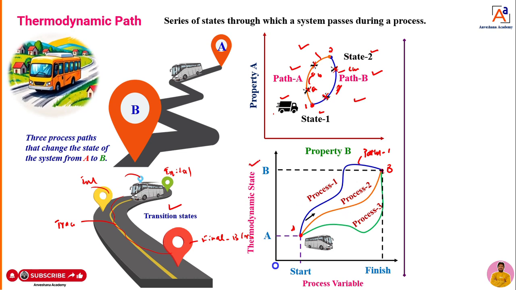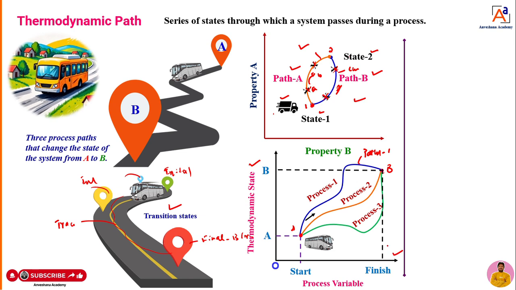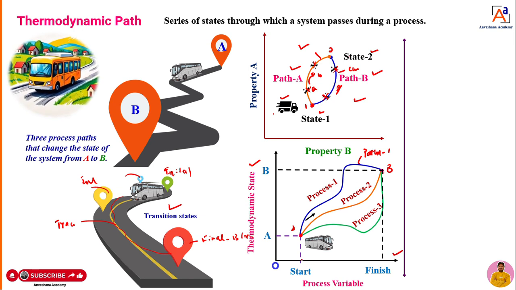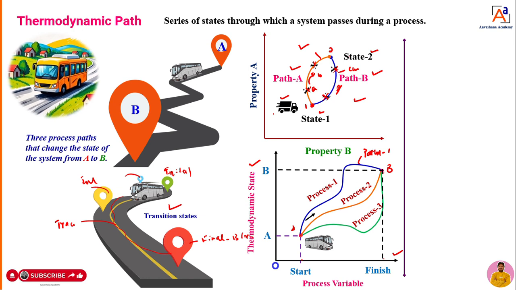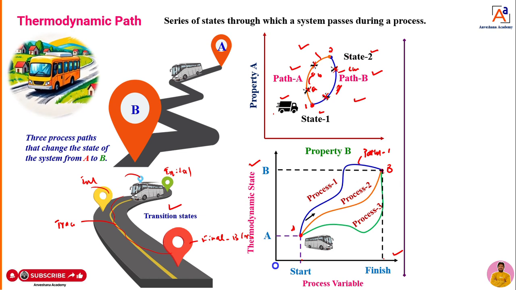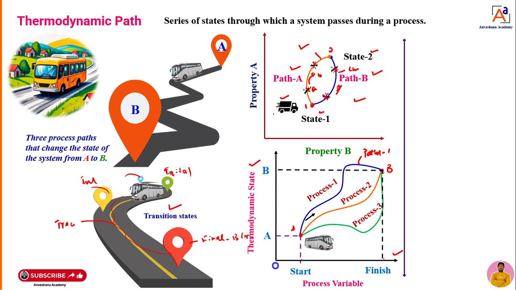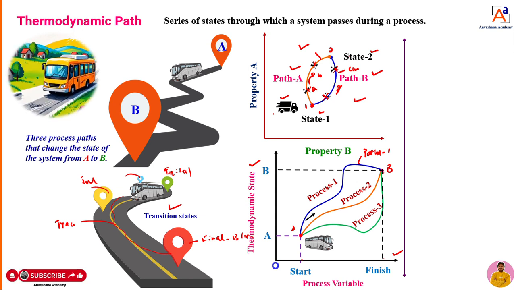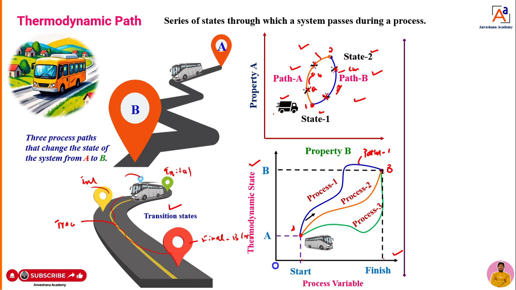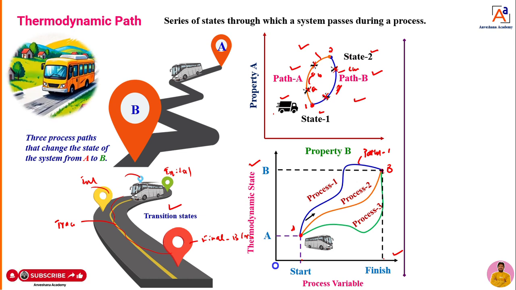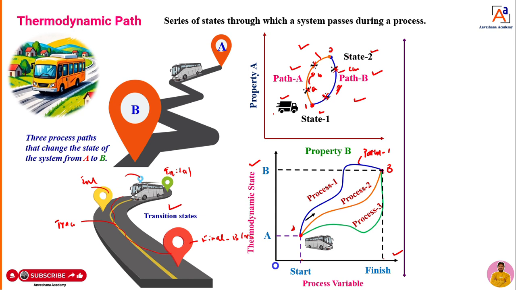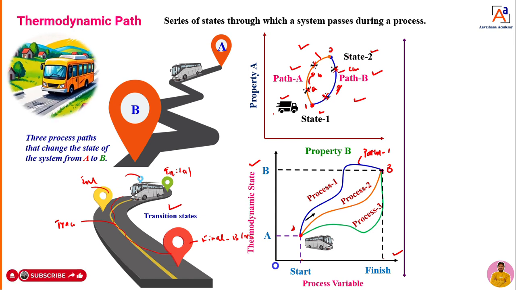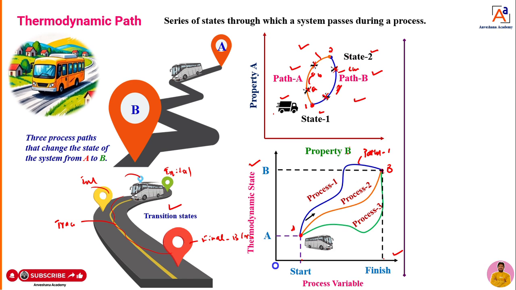Now what is actually happening there? The properties of the thermodynamic system are going to change when the system moves from the starting point to the final point. The properties which are going to change, that property you can call a state thermodynamic property. What is a state thermodynamic property? In upcoming classes, in upcoming sessions, I am going to discuss. Okay, fine. This is what? Series of states.